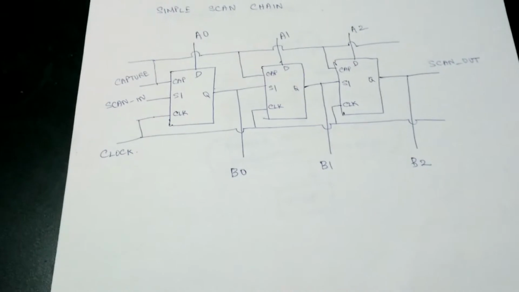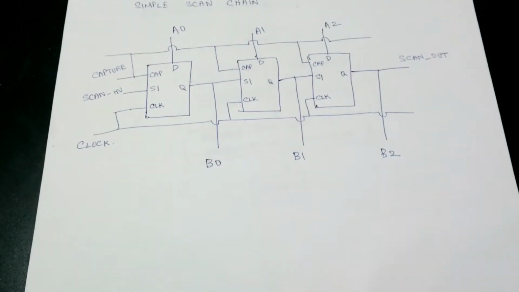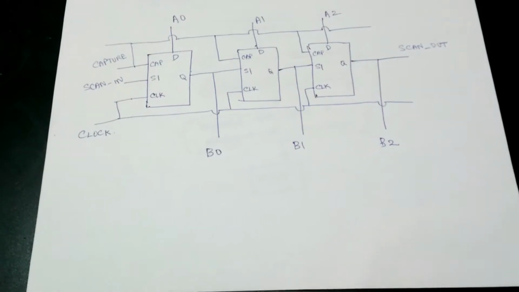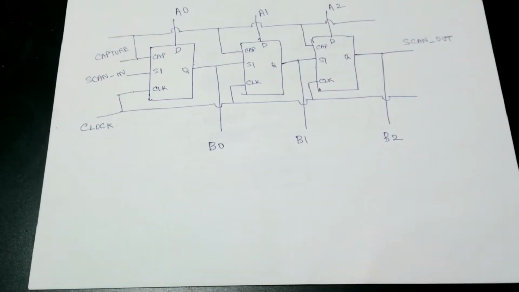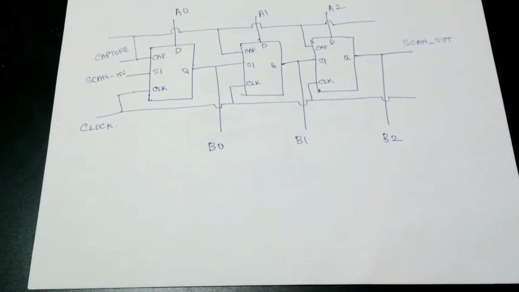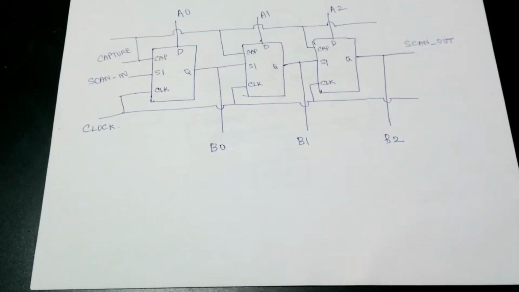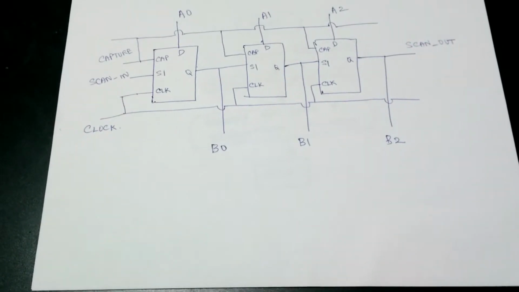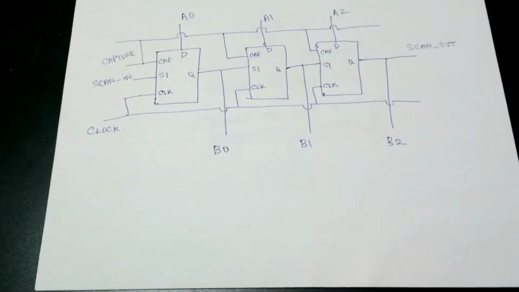Now, during the IC creation process, the functional flops are all converted into scan flops, and using a method called scan chain stitching, all these flops are connected together so that the Q outputs are connected to the SI inputs, and then a complete chain is formed. A sample scan chain of length 3 is shown here.